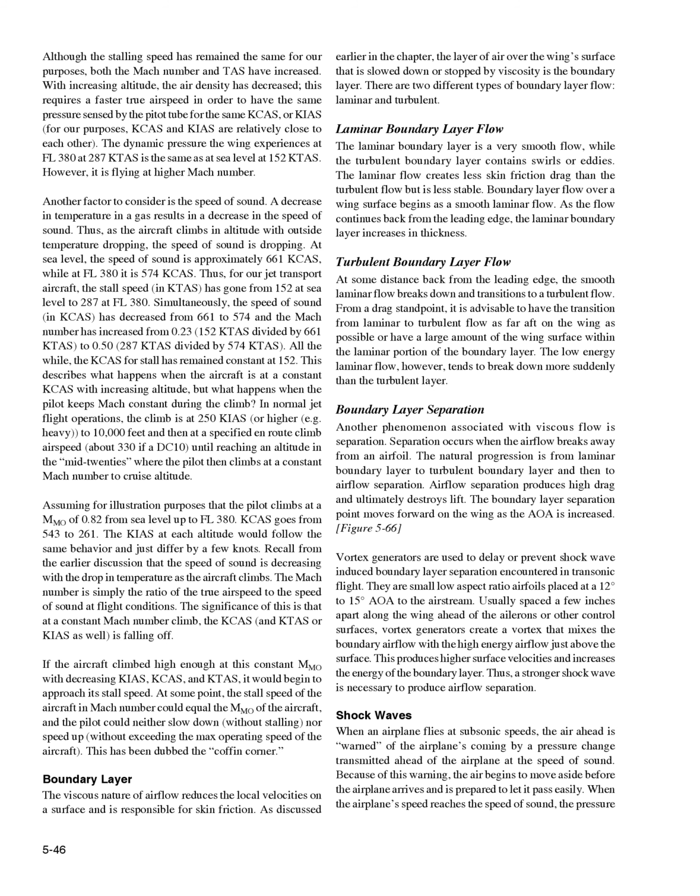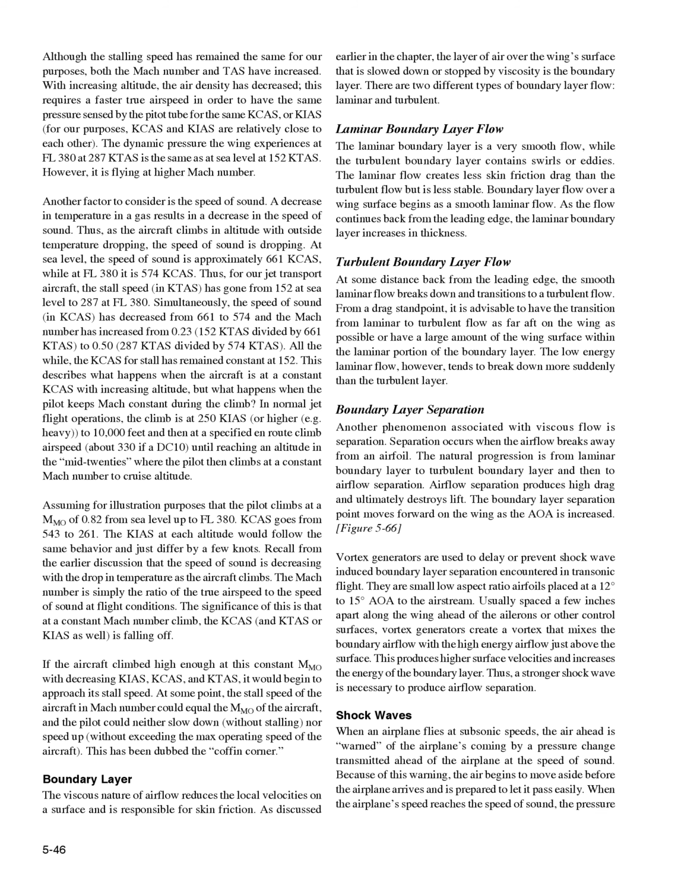Assuming for illustration purposes that the pilot climbs at an MMO of 0.82 from sea level up to FL 380, KGS goes from 543 to 261. The KIAS at each altitude would follow the same behavior and just differ by a few knots. Recall from the earlier discussion that the speed of sound is decreasing with the drop in temperature as the aircraft climbs. The Mach number is simply the ratio of the true airspeed to the speed of sound at flight conditions.